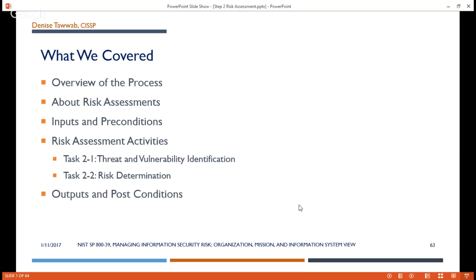And so that wraps up the risk framing step of the risk management process. We covered an overview of the process. We talked about risk assessments. We defined what they are, inputs and preconditions, risk assessment activities, and the outputs and post conditions.